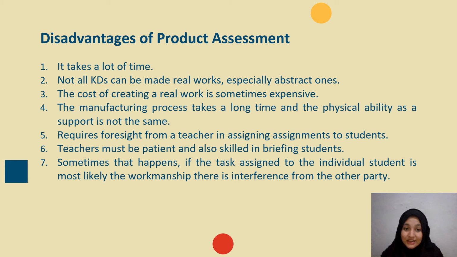Number three, the cost of creating a real work is sometimes expensive. Number four, the manufacturing process takes a long time and the physical ability as a support is not the same. Number five, it requires foresight from a teacher in assigning assignments to the student. Number six, teachers must be patient and also skilled in briefing students. Number seven, sometimes if the task assigned to an individual student is most likely the workmanship, there is interference from the other party.